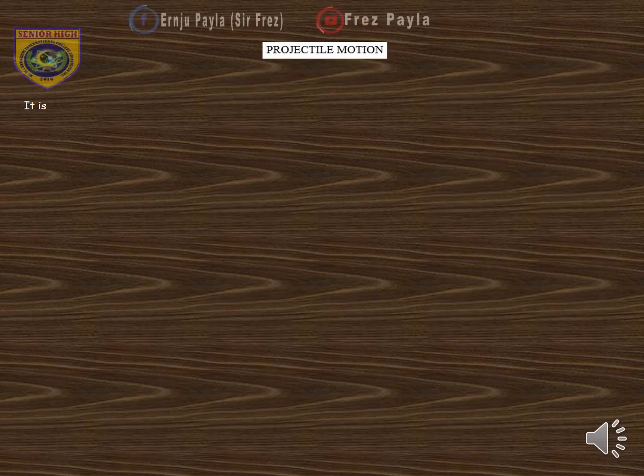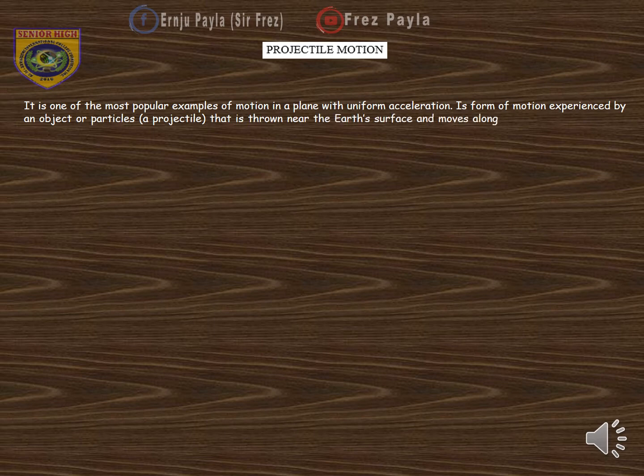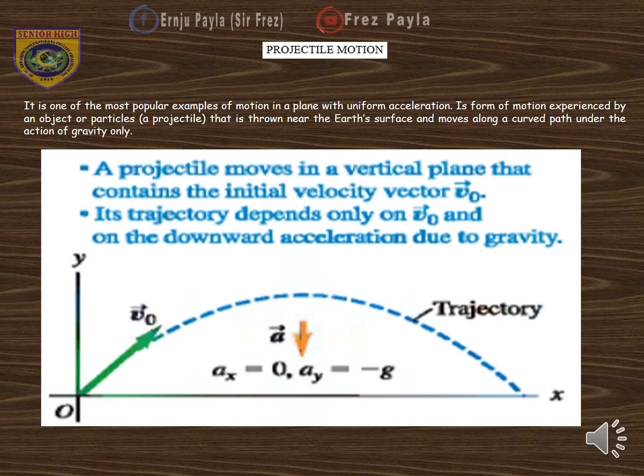So projectile motion is one of the most popular examples of motion in a plane with uniform acceleration. It's a form of motion experienced by an object or particle, a projectile, that is thrown near the Earth's surface and moves along a curved path under the action of gravity only. So this is an example sketch or image of a projectile.